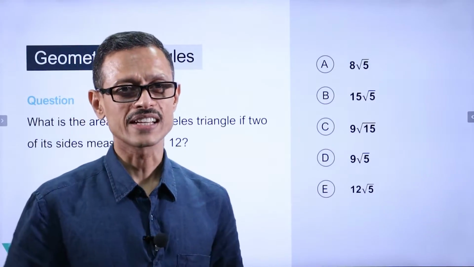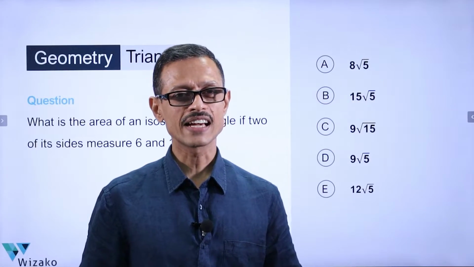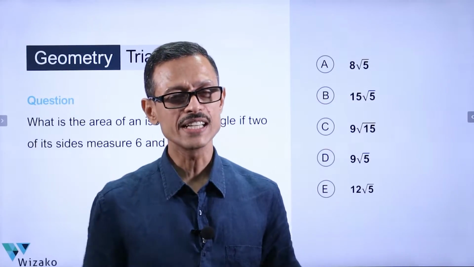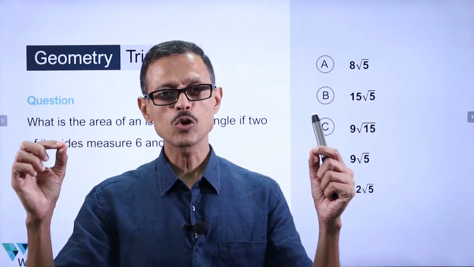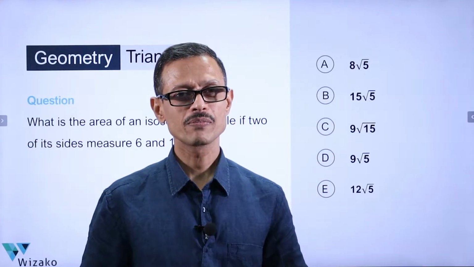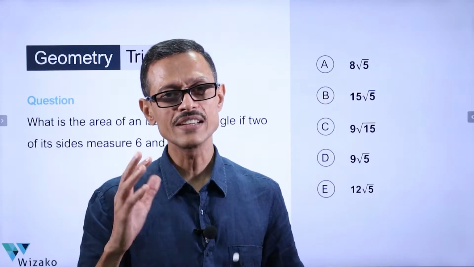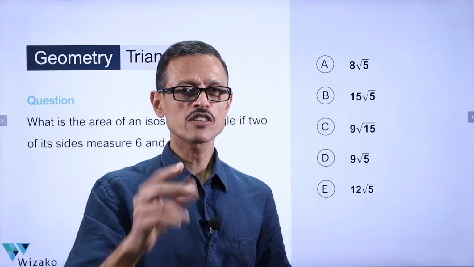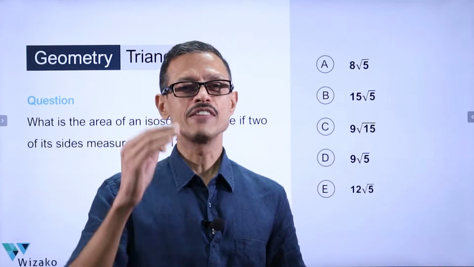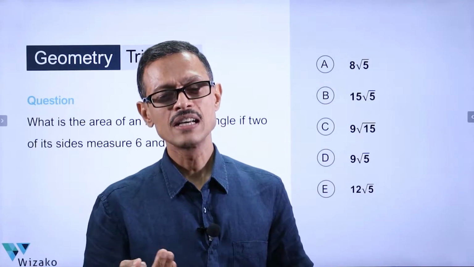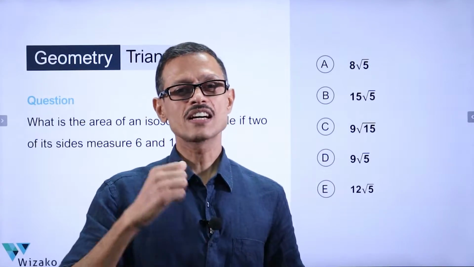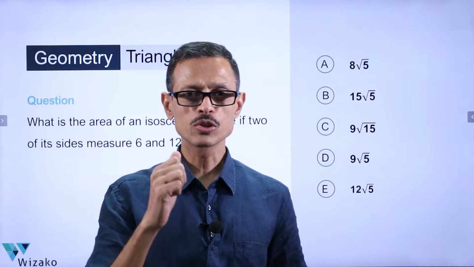What is an isosceles triangle? An isosceles triangle is a triangle in which two sides are equal and correspondingly two opposite angles will be equal. We'll restrict our focus to sides because this question deals only with sides. So we have measures of two sides, 6 and 12, and we know that it is an isosceles triangle. First step, let's compute the third side.